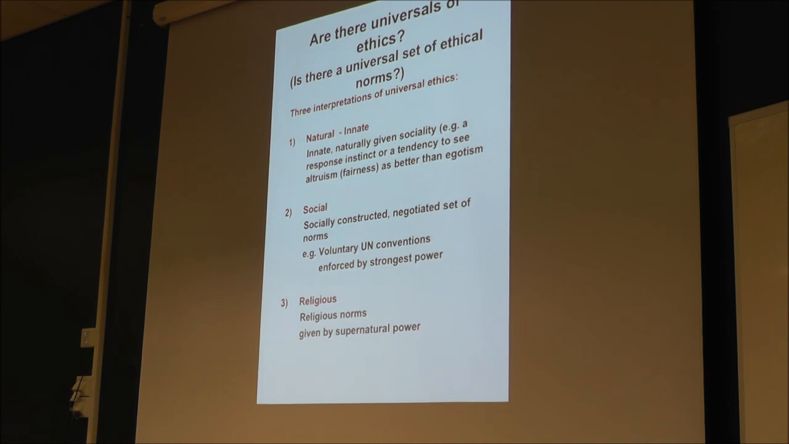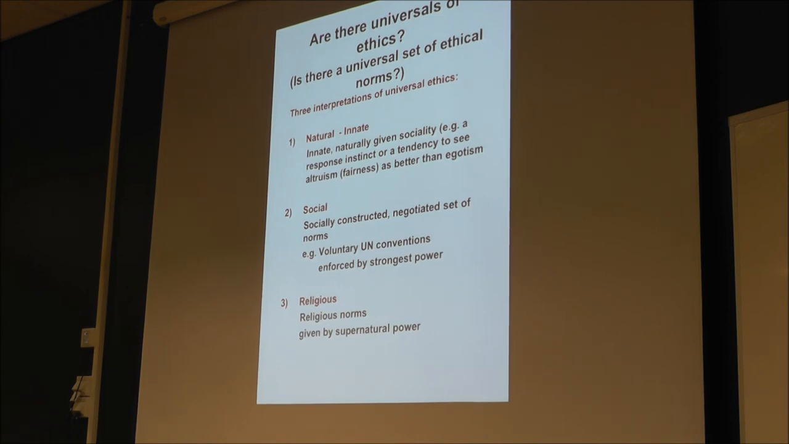So, let's first look at how universal ethics might be produced. Here are three ways. One way is to say that they are given by nature. They are natural or innate. They are given by our genes, you might say. All human beings are social beings. And by a kind of instinct, we have, for example, a tendency to see altruism, helping other people, fairness as a better thing than egotism. And we're not going to find any human beings who don't have this instinct, I think. That's one way of thinking of universal ethics, that it is given by nature or by biology. Note, for example, that chimpanzees seem to have the same genes. They also see altruism as a desirable quality.